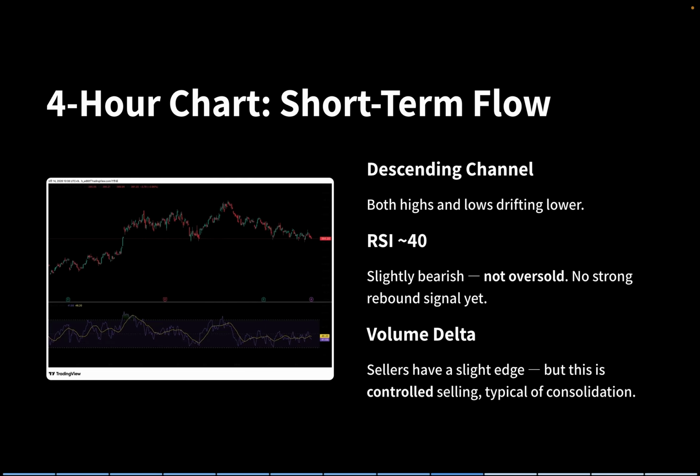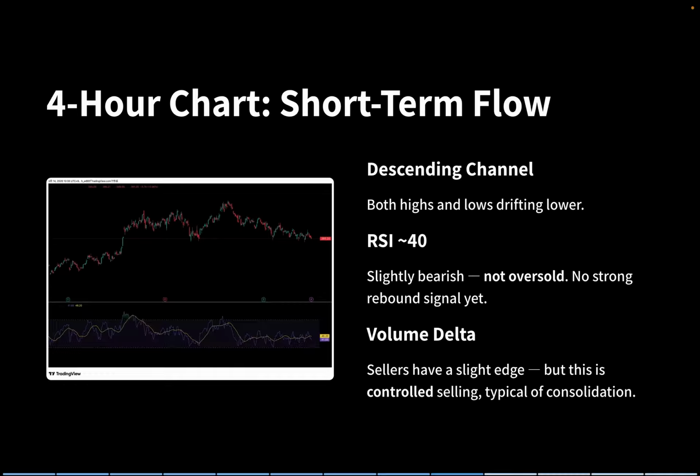Tesla has been trading inside a descending channel. Both the highs and lows have gradually moved downward. The RSI on this time frame is currently sitting around 40. That's not extremely oversold. It's slightly bearish, but still within a neutral range. In other words, the market hasn't built up a strong rebound signal yet.